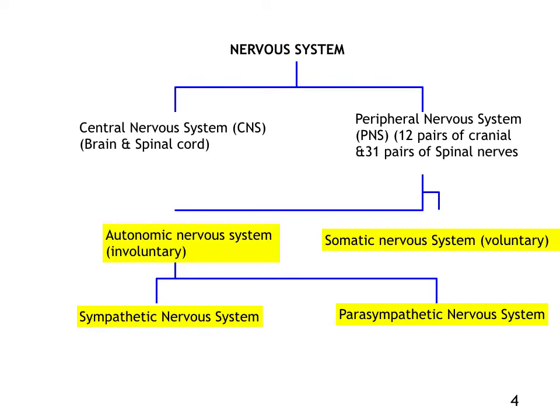For example, swallowing is under your control. Once you swallow the food, the digestion, absorption, everything is controlled by autonomic nervous system. Similarly, the heart rate is regulated by autonomic nervous system. The respiratory rate is regulated by the autonomic nervous system. These all work depending upon the need of the body. So if you are running, your heart rate will increase, your respiratory rate will increase. It is not under your control. These are all under the control of autonomic nervous system.